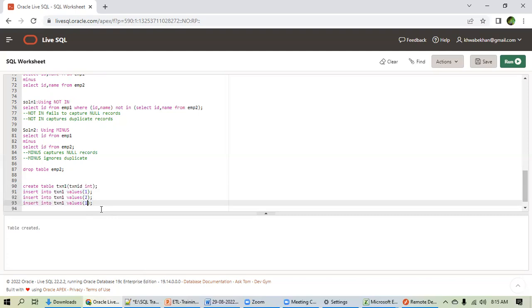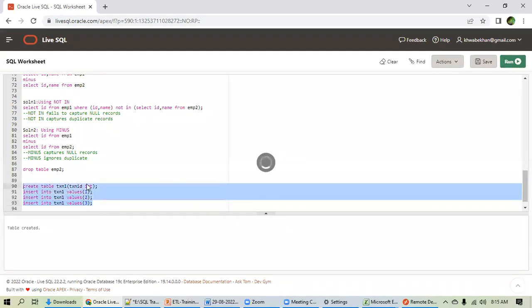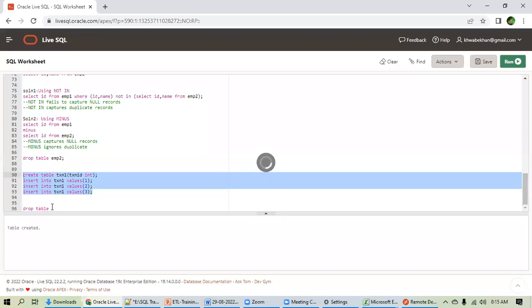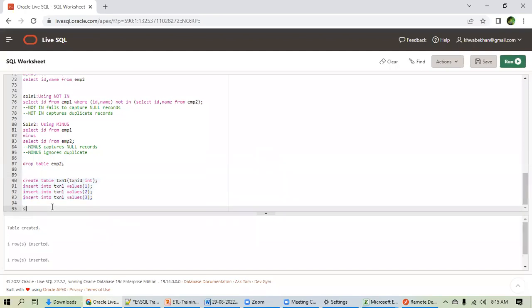I have this 3. Okay, so I have here transaction 1 table. In this, I have this ID 1, 2, 3, and let me show you this. Select star from transaction. Okay. So the values are 1, 2, 3.